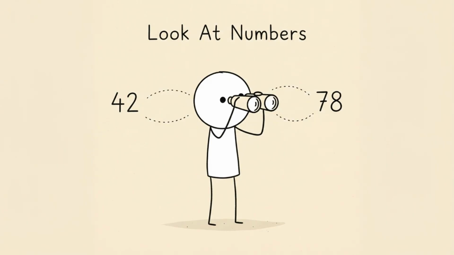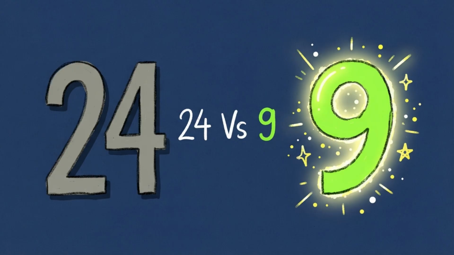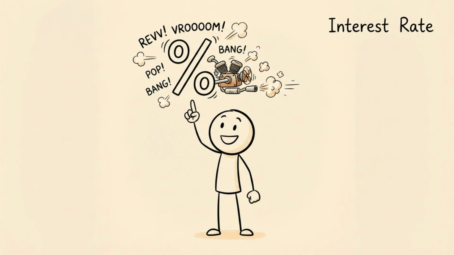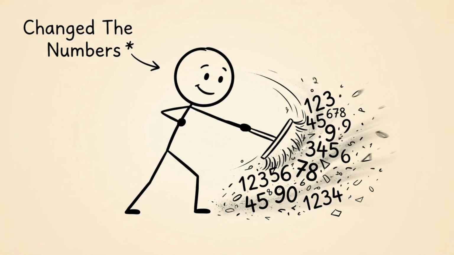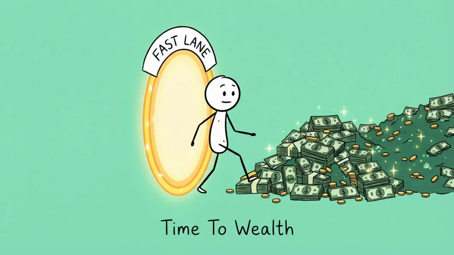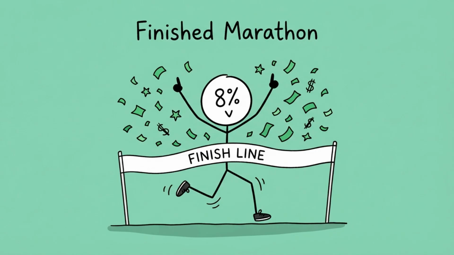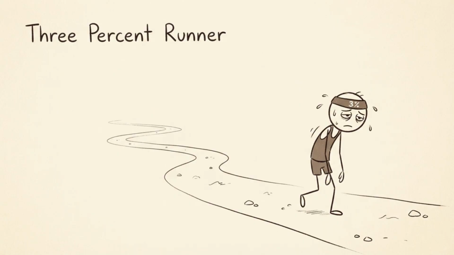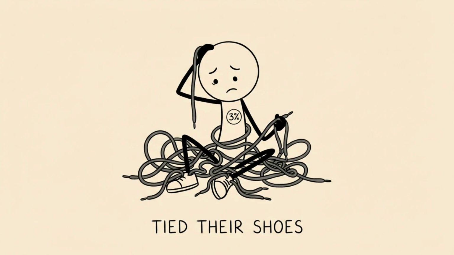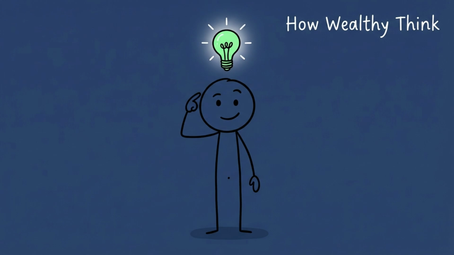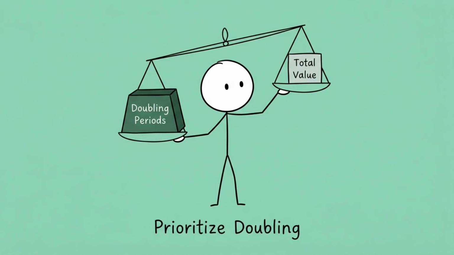Now, look at those two numbers, 24 years versus 9 years. A 5% difference in your interest rate didn't just change the numbers, it changed the time it took you to get wealthy. The 8% runner has already finished their doubling marathon before the 3% runner has even tied their shoes. That is how the wealthy think. They prioritize doubling periods over total value.